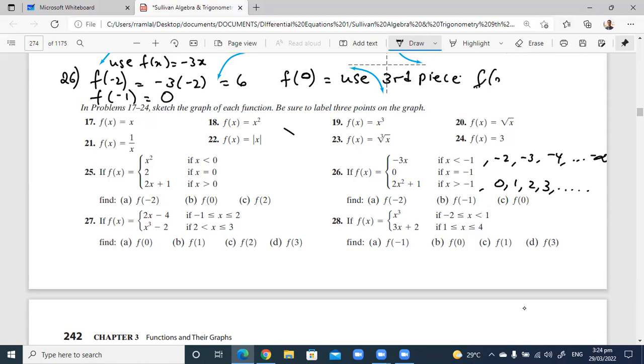That's f of x is equal to 2x squared plus 1. So you'll get f of 0 being what? 2 by 0 squared plus 1, which gives you 0 plus 1, which is just 1, and you're finished. Right, so that's the answer for 26. Check it over, see if you have any questions before we move on.